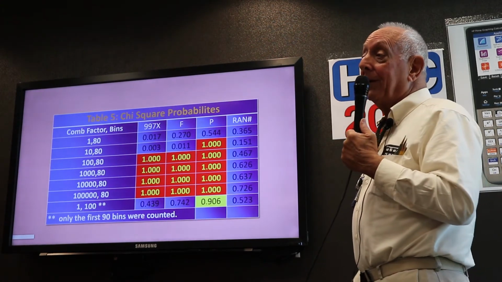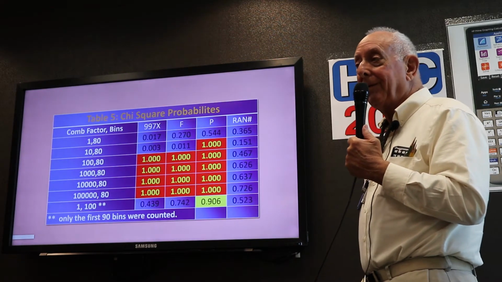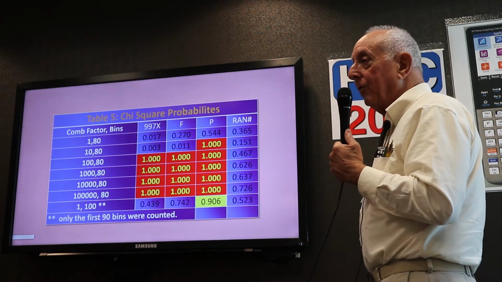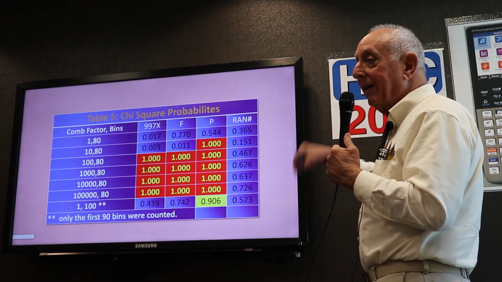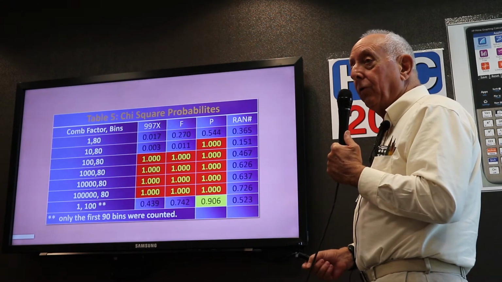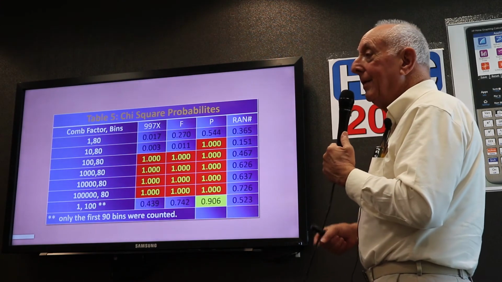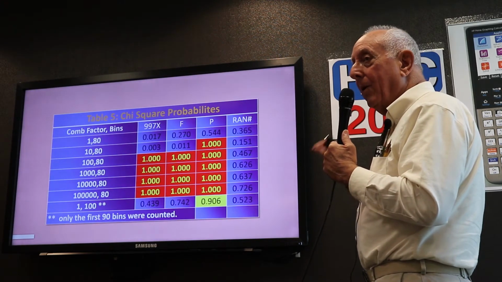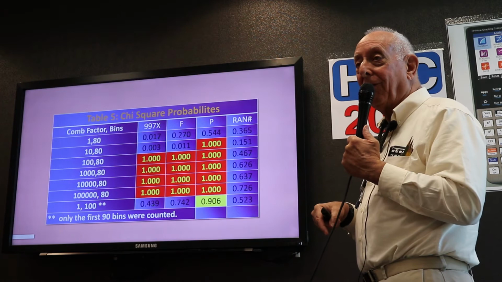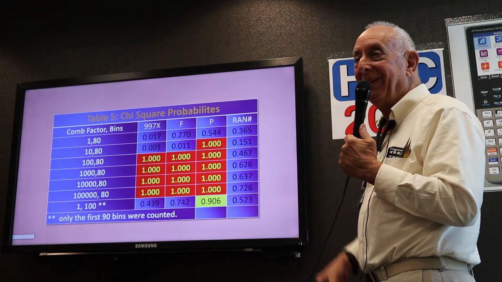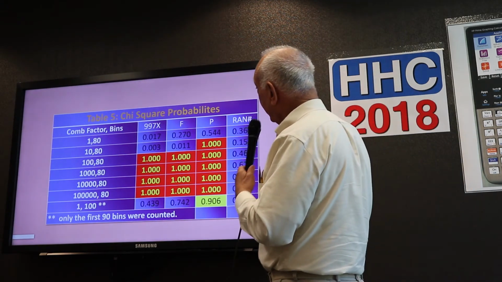Now, uniformity in a random number generator isn't all that matters, of course. The most uniform generator imaginable is what I call, it's not 997X, it's 1 plus. If you take 0.000001 and just add that to the previous random number, you'll get something that's absolutely uniform in the long run. But this shows you where things start to go bad.